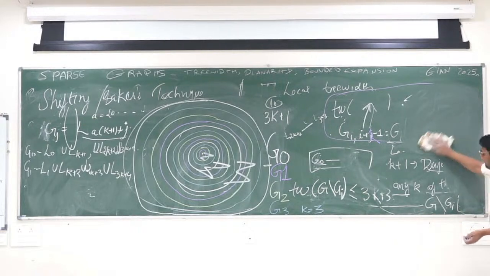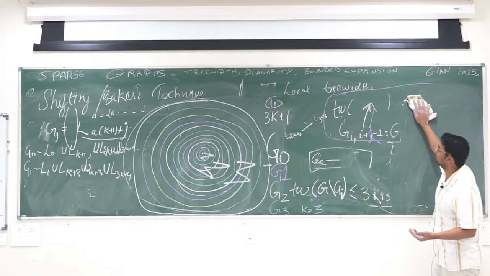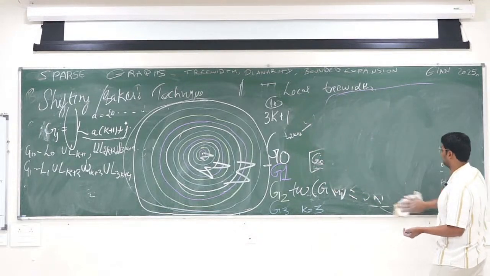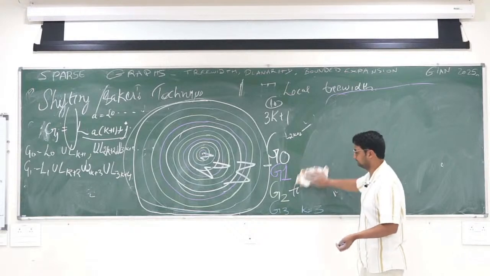So treewidth was 3k plus 1, because we have k consecutive layers, not k plus 1. I am deleting the 1.